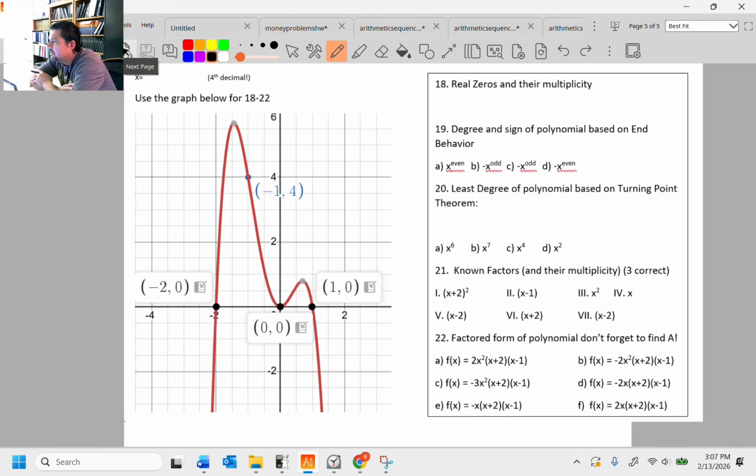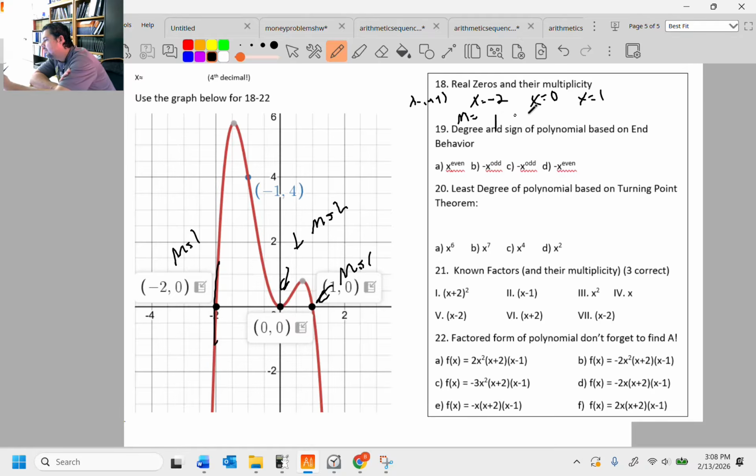Number 18, real zeros and their multiplicity. Real zeros are where you cross the x-axis. They are x-intercepts. That's what they are. There's one here at -2. There's one here at 0. I had a lot of kids who forgot about that guy. And there's one here at x equals 1. Multiplicity is what happens when you cross. A cross has a multiplicity of 1. A touch, multiplicity is 2. A cross, multiplicity of 1. So that went 1, 2, 1.